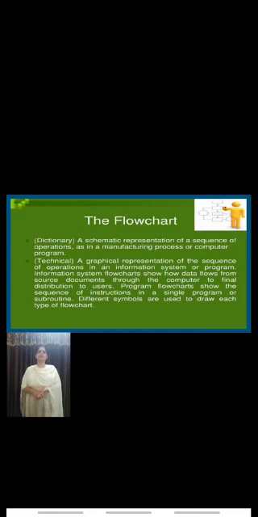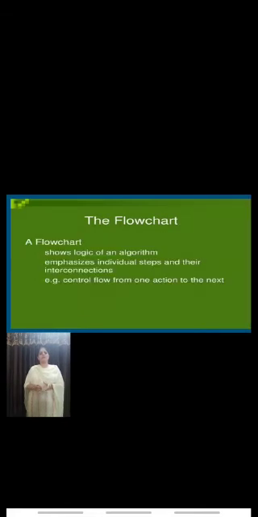Now the next one is flowchart. A flowchart is a graphical representation of an algorithm. A flowchart shows the logic of an algorithm. It emphasizes individual steps and their interconnections. Flowchart consists of some symbols also. Here in this slide, the symbols and its purpose are discussed, just as first is oval. It is used for the beginning or end of the program. It is also known as start and stop box.